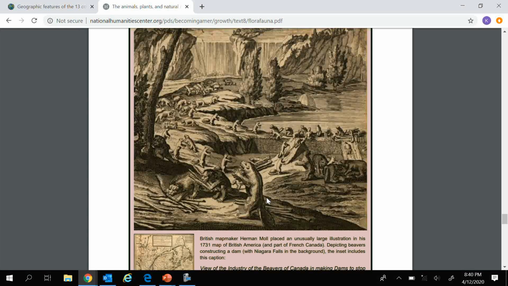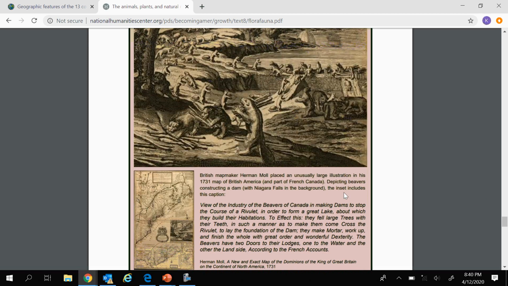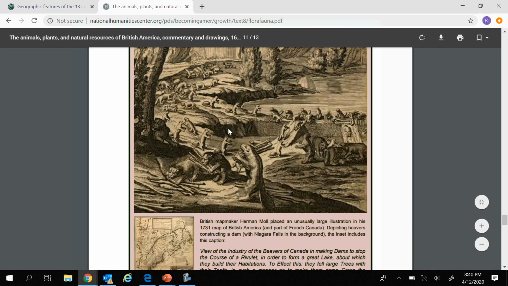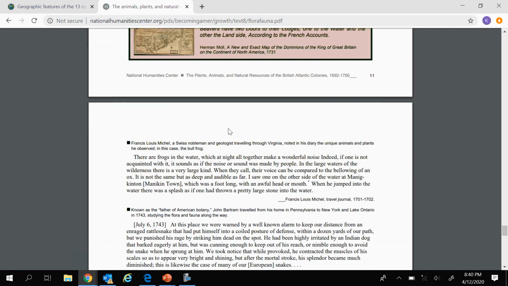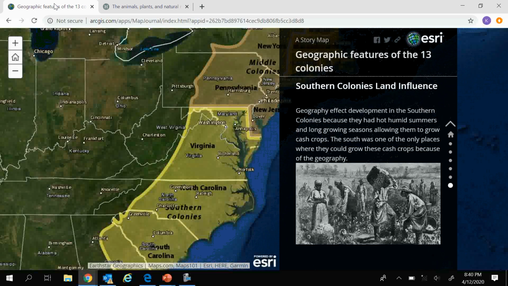So this was made by a British map maker named Herman Moll. And he made this really large illustration that showed a bunch of beavers constructing a dam, and it has Niagara Falls in the background. So we can tell Niagara Falls is up between the border of New York and Canada. And he's showing all the beavers here, which I think is so funny that he would take his time to create such a large drawing of that. Okay, so I go back over here.